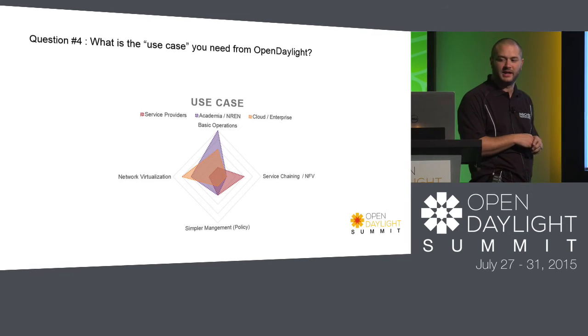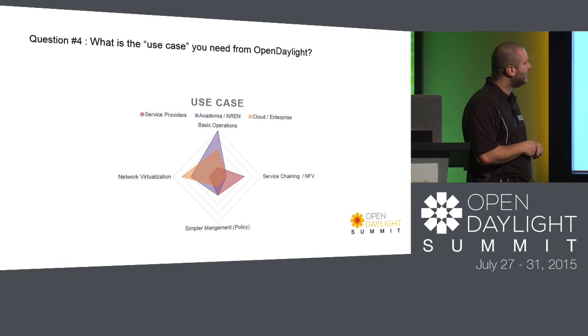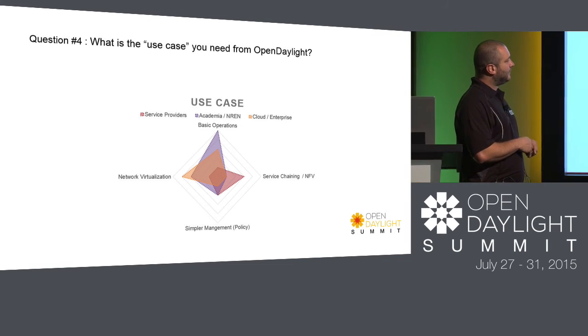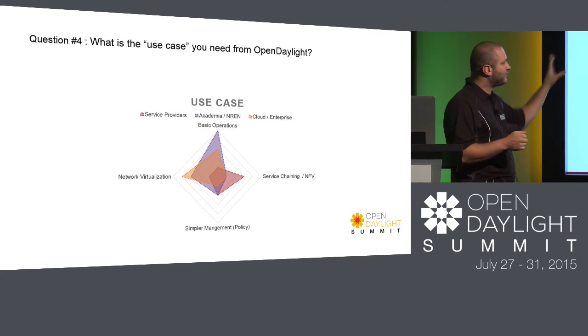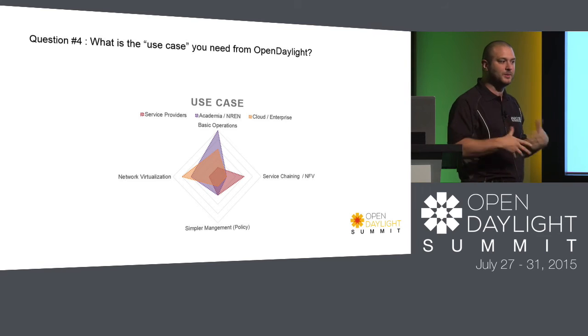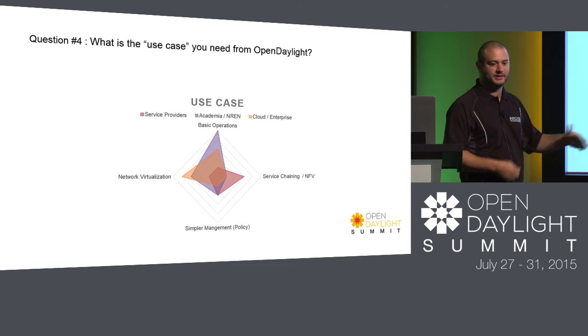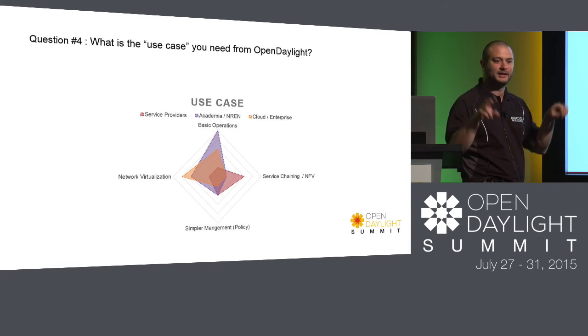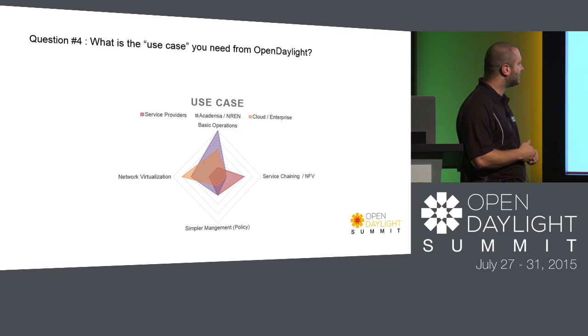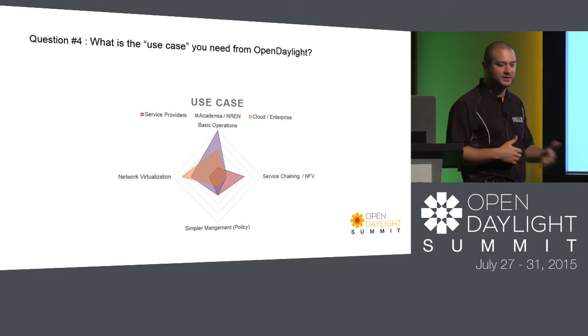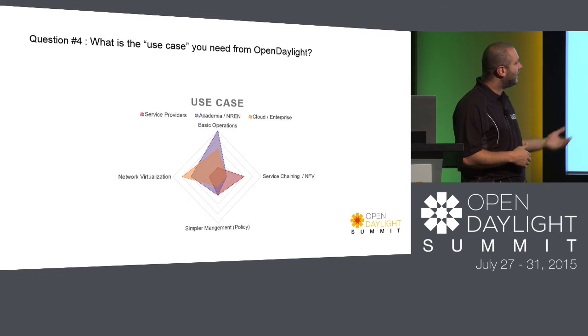So what's the use case you need from OpenDaylight? Again, basic operations, and of course these were described, but basic operations means having the ability to create new networks, like just what you would expect from a network. I want to connect this to that inside of a VLAN style structure so that the packets can go through and so on. So basic network operations and management.